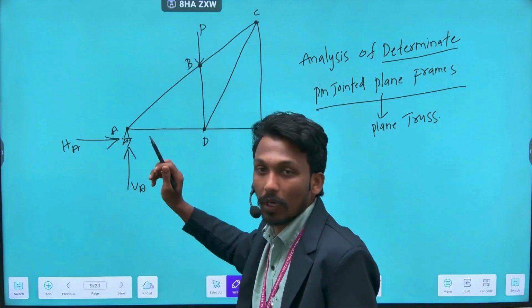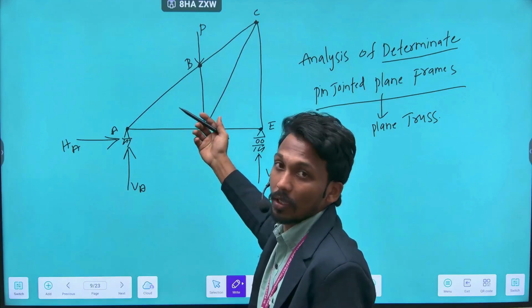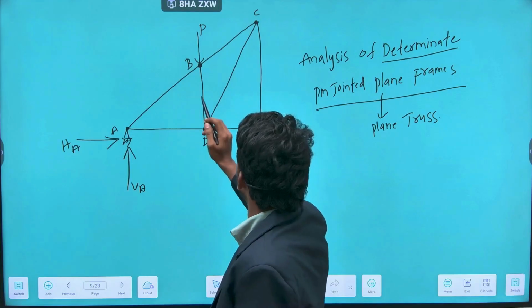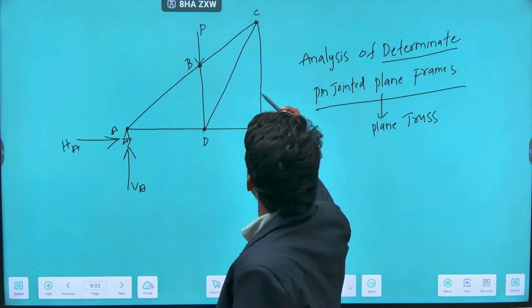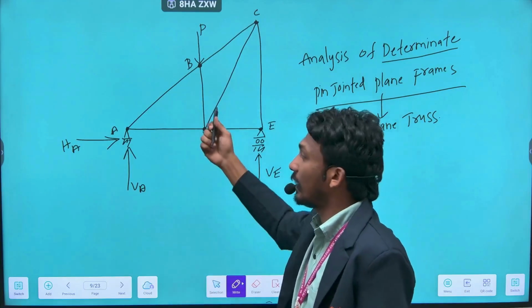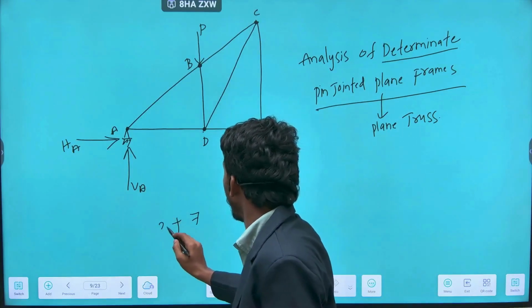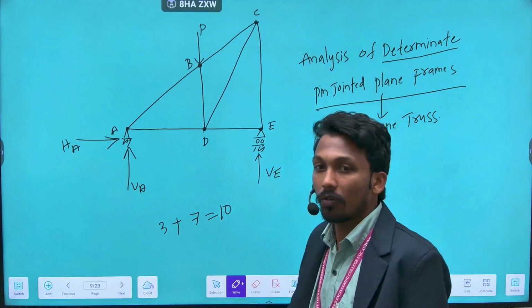Let us calculate the total number of members. Total number of members into 1 equals total internal forces. So this is 1, 2, 3, 4, 5, 6, 7. So we have 7 members, meaning 7 internal forces, and we have 3 external support reactions. So in total we have 10 unknown forces.